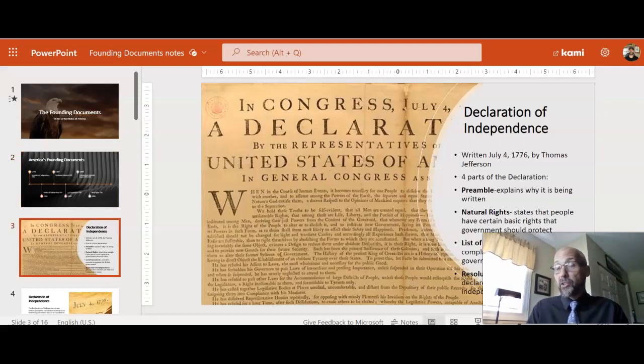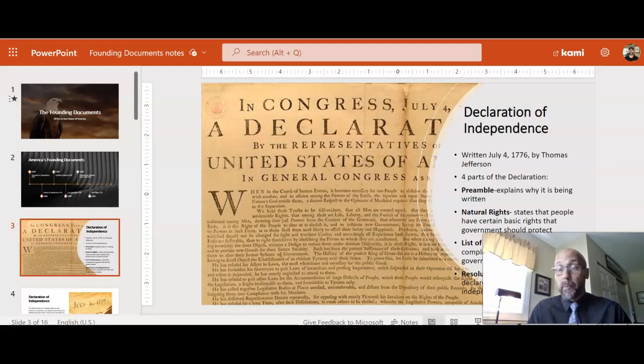But hey, let's get into the Declaration of Independence, everybody. It was written July 4, 1776 by Thomas Jefferson. There are 4 parts to it. These are the 4. The preamble. It explains why it is being written. The second is the natural rights section that states that people have certain basic rights that government should protect.